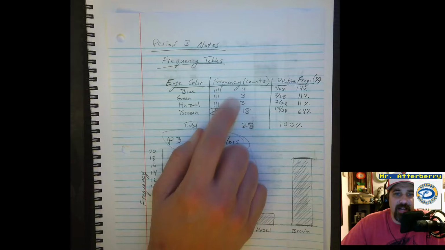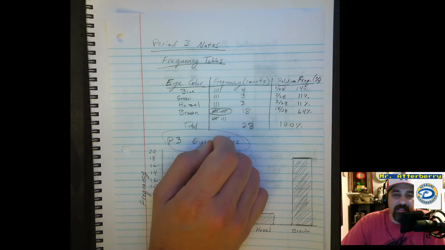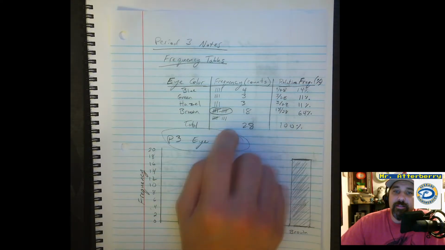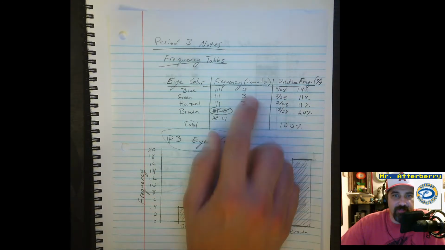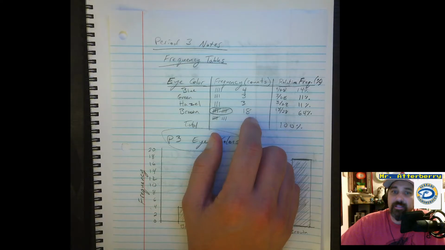Okay, adding that up, I counted 28, which looking at it now looks a little bit off. Let me see, 18 and 10, perfect, 28. And then that's the frequency. A lot of times you'll see it as count or counts. You're just adding up everything that you have.